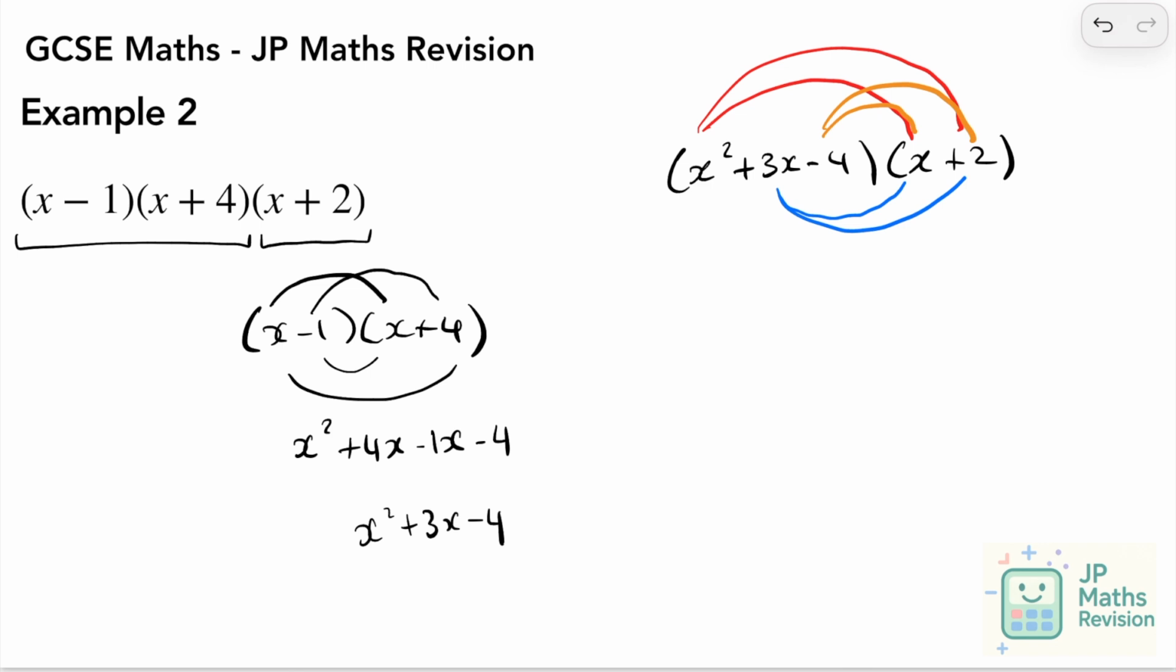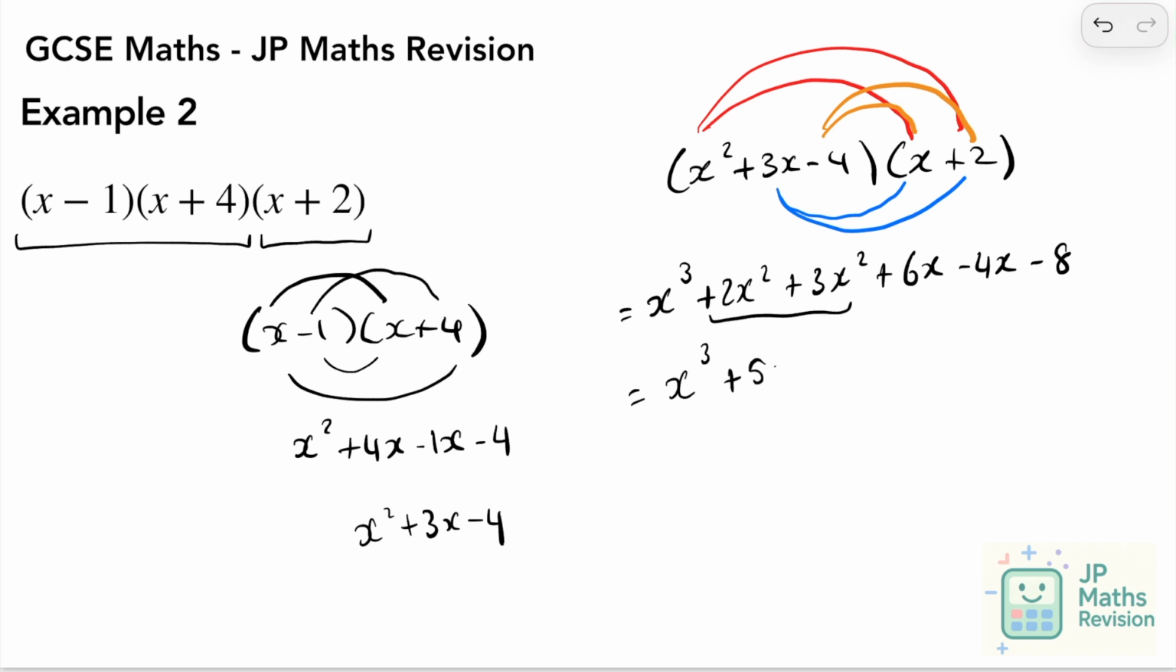So x squared times x is x cubed, and x squared times 2 is 2x squared. 3x times x is 3x squared, and 3x times 2 is 6x. Minus 4 times x is minus 4x, and minus 4 times 2 is minus 8. So if we simplify that, we end up with x cubed, and then we have plus 5x squared, and then we have plus 2x, and then we have minus 8 on the end. Okay?